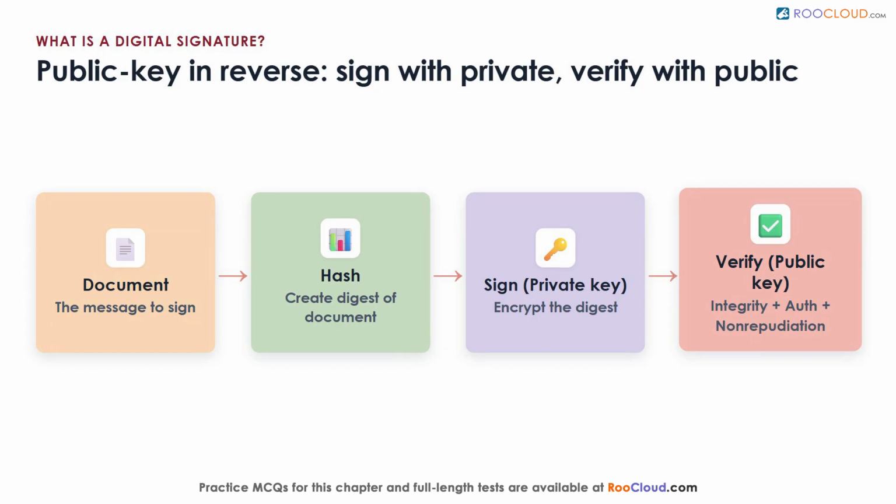A digital signature delivers 3 guarantees: integrity, because any change breaks the hash; authentication, because only the sender holds the private key; and non-repudiation, because the sender can't deny it later. To stop a replay attack, attach a timestamp.